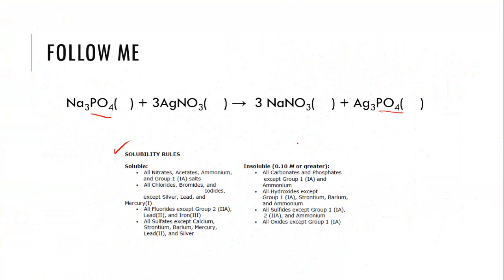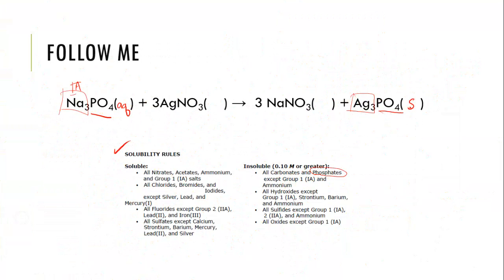So looking it up one time will get us 2 answers. So I see phosphates right here. Phosphates are insoluble unless they're with group 1A or ammonium. Well, then the question is who is sodium and who is silver? Sodium is a group 1A element, so that means that this will then become aqueous. And silver is not a group 1A. Silver is a B element. It's a transition metal, so it's not one of the exceptions, so it stays on the insoluble side.